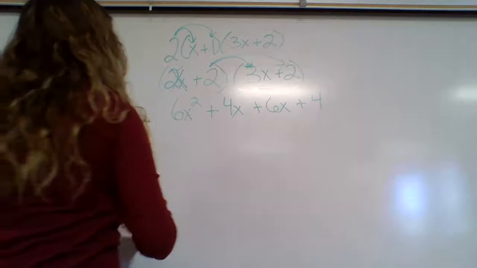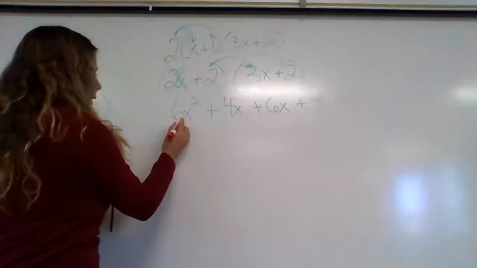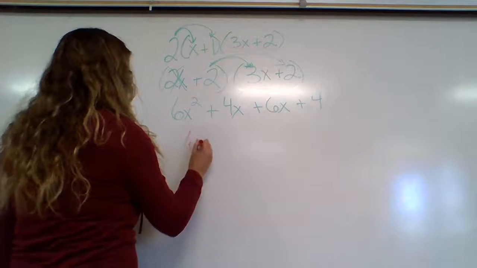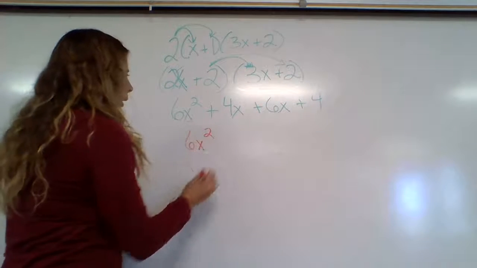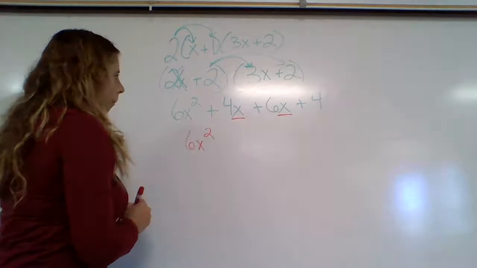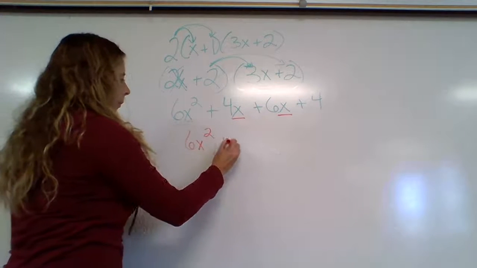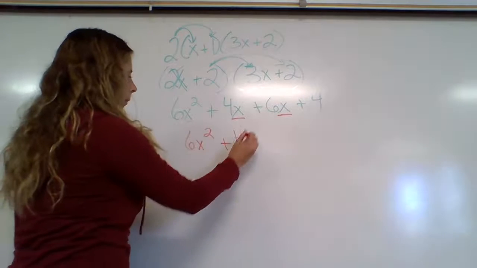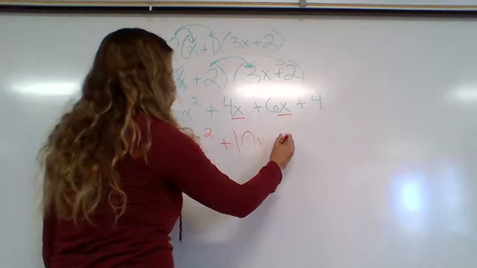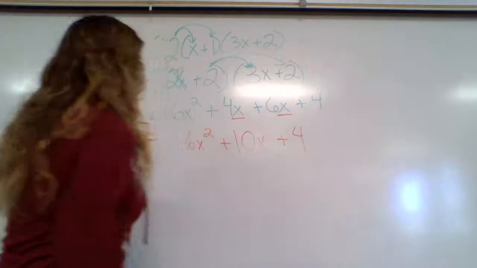Well, then combine your like terms. This is the only term that has an x squared. There's no other x squared, so just rewrite it, 6x squared. And then this has an x, and so does this. Combine them. 6 plus 4 is 10, so 10x, and then plus 4. And that would be your answer.